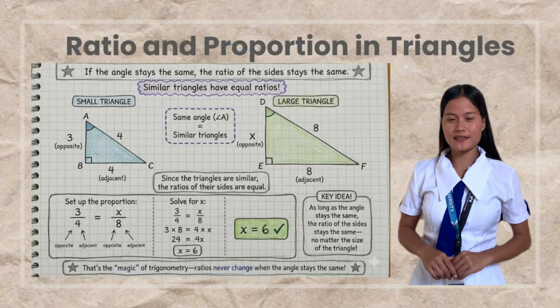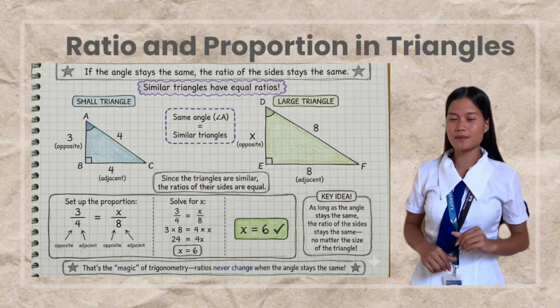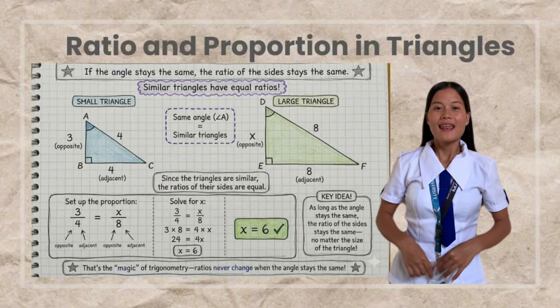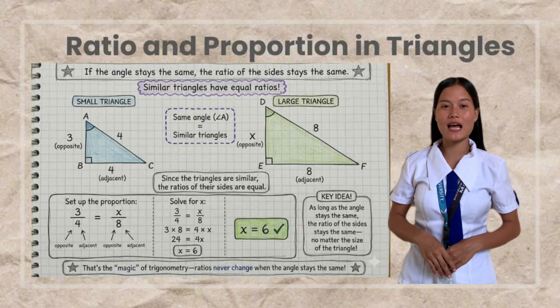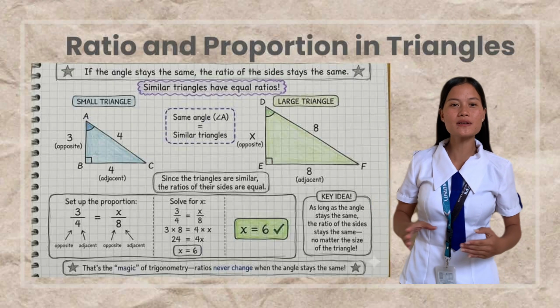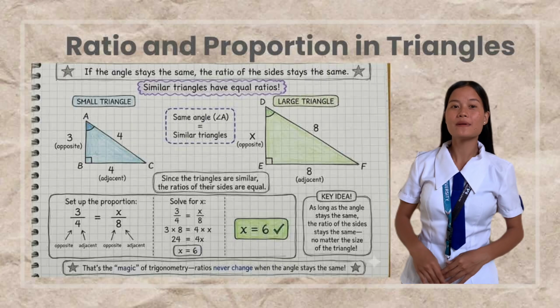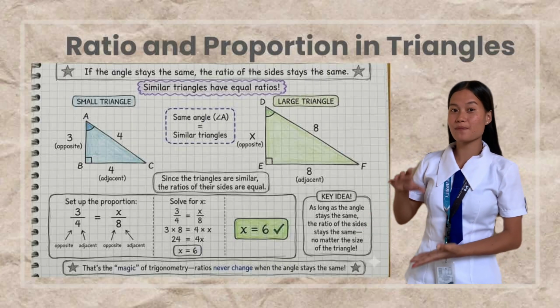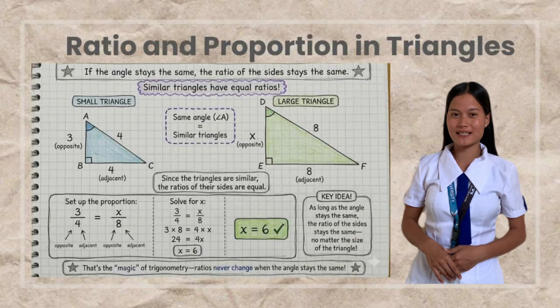Now, let's solve this step by step using cross multiplication. For the small triangle, the opposite side is equal to 3 and the adjacent side is equal to 4. For the large triangle, the opposite side is missing while the adjacent side is equal to 8. Let's look at two triangles that have the same angles. When triangles have the same angles, we call them similar triangles. That means even if one triangle is bigger, their side ratio is still the same.